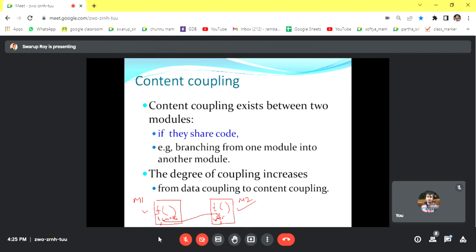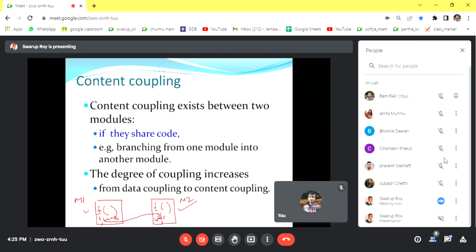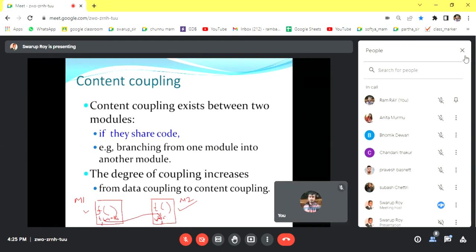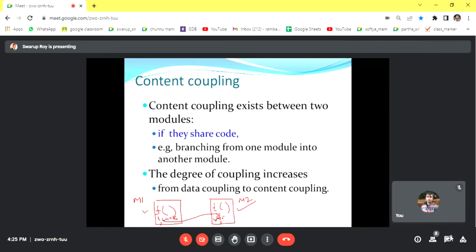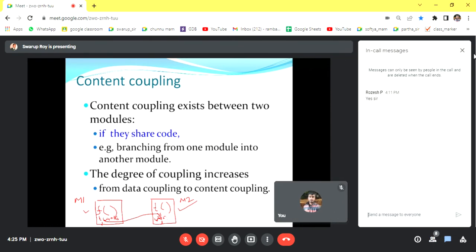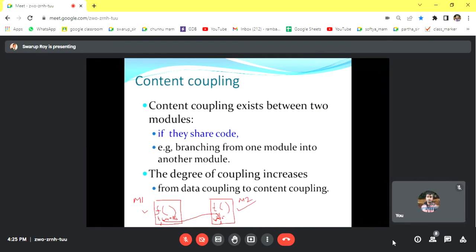These jump statements, or go to statements, are avoided as far as possible in C programs, though they are there. In other programming languages you cannot do that, but C gives all the freedom, so you can use it. But if you do it that way, it is called content coupling, and this is the worst type of coupling, because two functions are very highly coupled with each other.